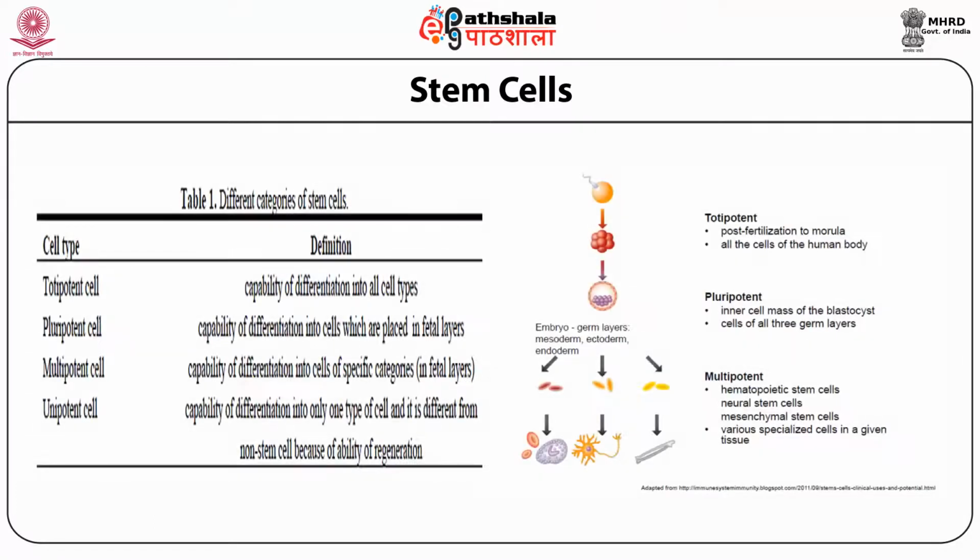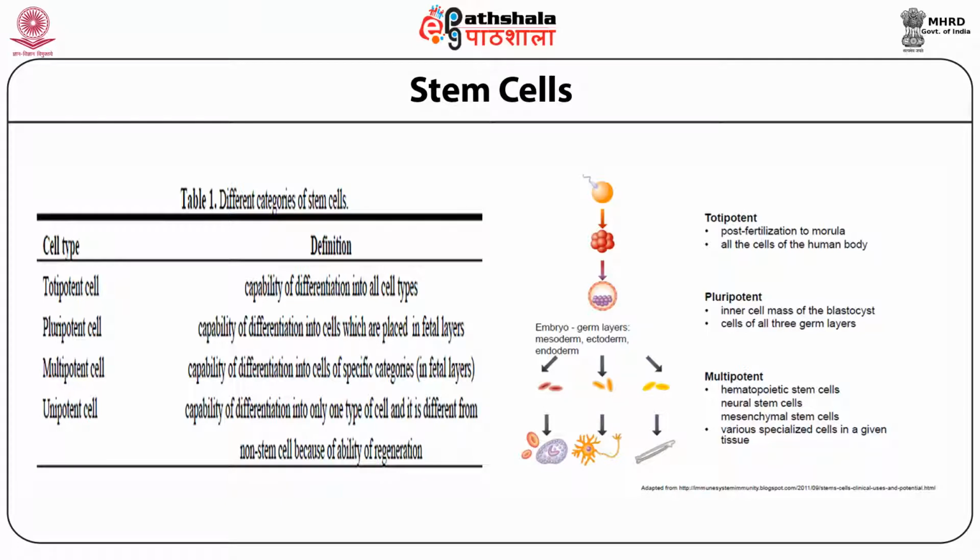So look at the different categories of stem cells. As I already mentioned, there are 4 types of stem cells: totipotent cells, pluripotent cells, multipotent cells, and unipotent cells. All these names are derived from the time of embryonic development at which, and the place from which, these cells are isolated. The name is based on that.